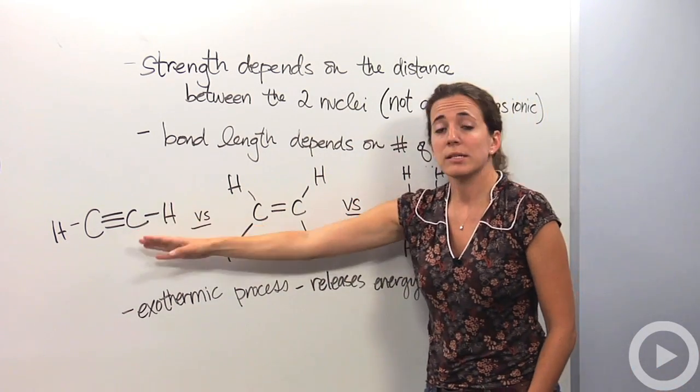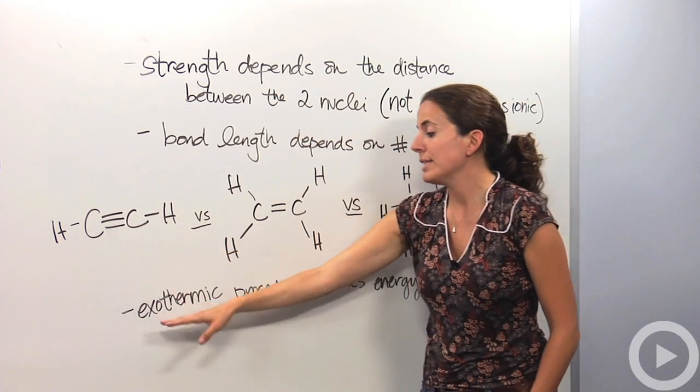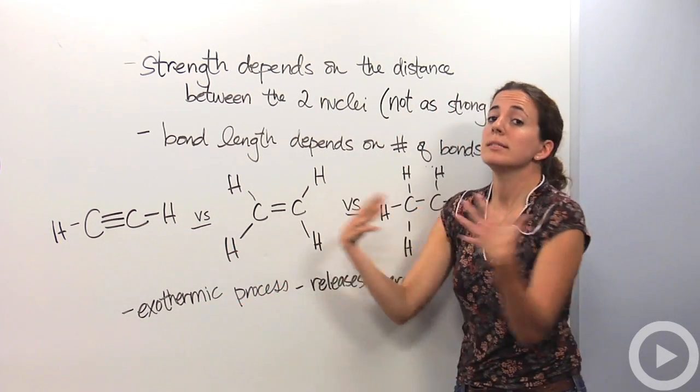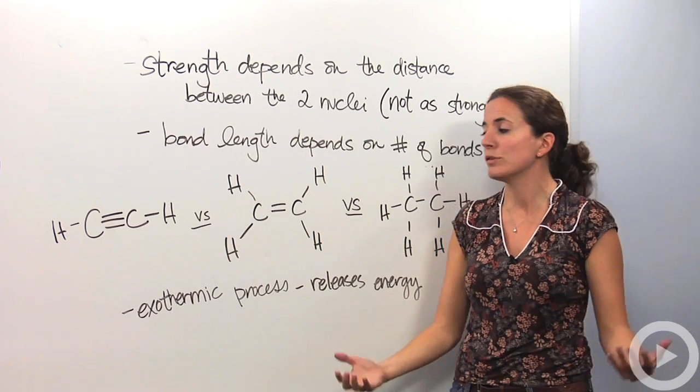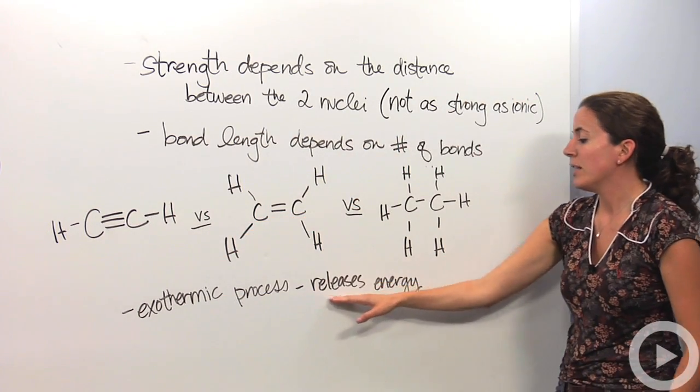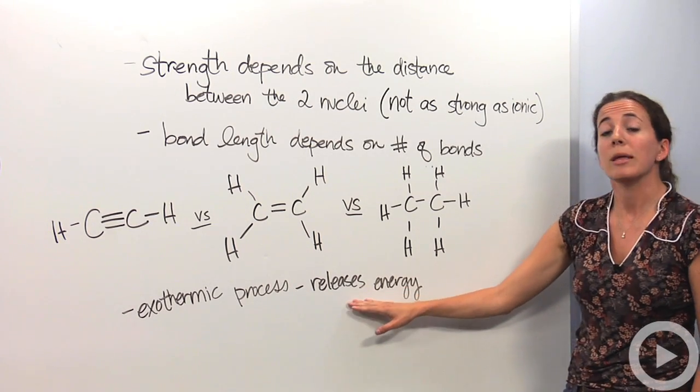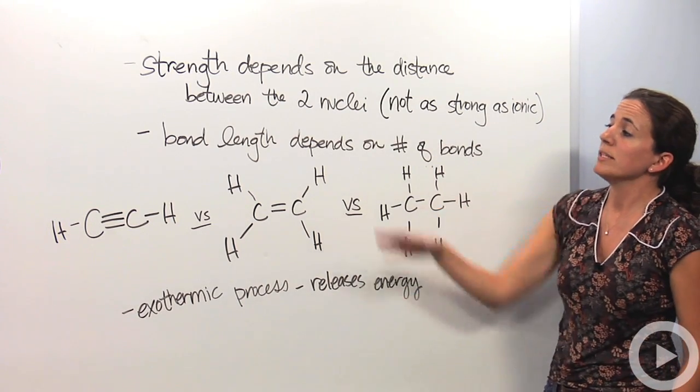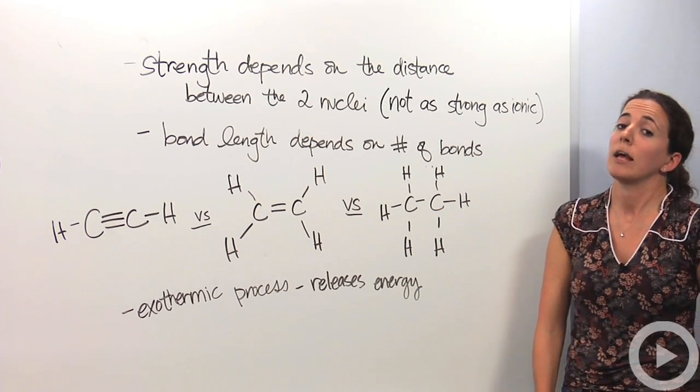Also, when they create these bonds, it's an exothermic process, meaning it releases energy. They're like, oh, thank you so much for bonding with me. So they release that energy. So it's an exothermic process, meaning that it's very low in energy. They like being bonded together. So all these things encompass covalent bonds or covalent compounds.